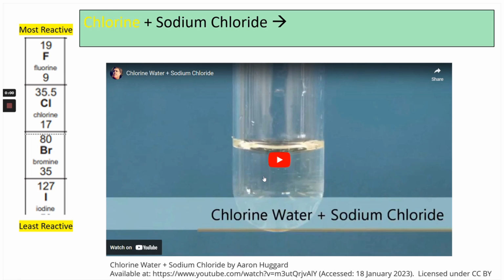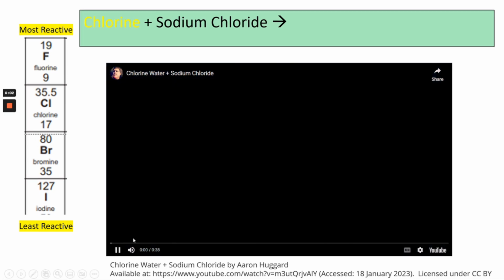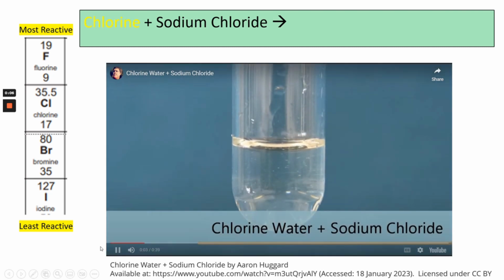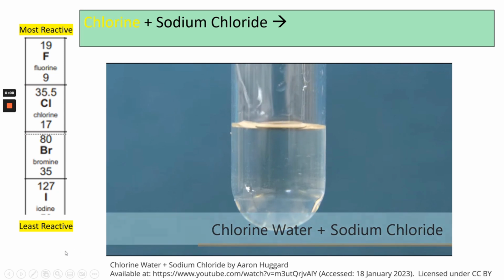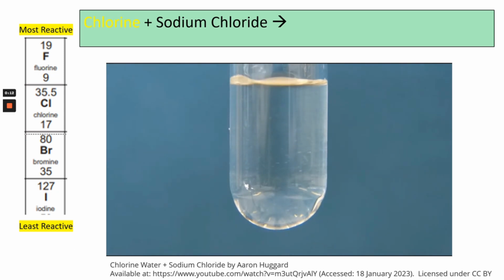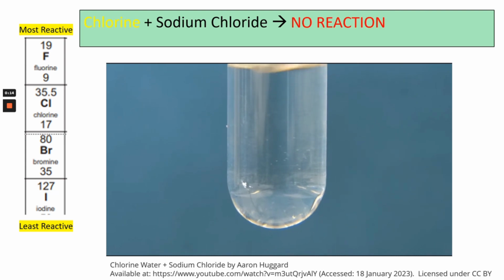Let's first look at the reaction between chlorine and sodium chloride. Chlorine water is a yellow liquid, where sodium chloride is colourless. When they react together, we can see that there is no reaction, there's no colour change.